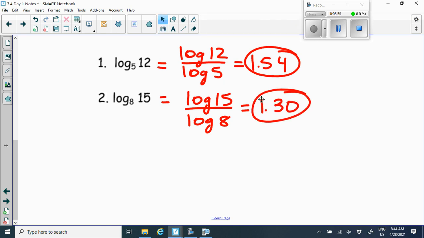Yep. Okay, make sure you watch our last part. We're going to be talking about the idea of the inverses and how to use that to simplify.